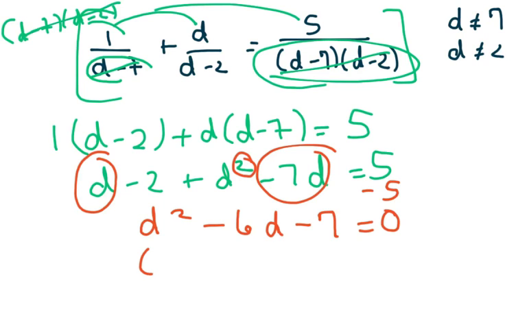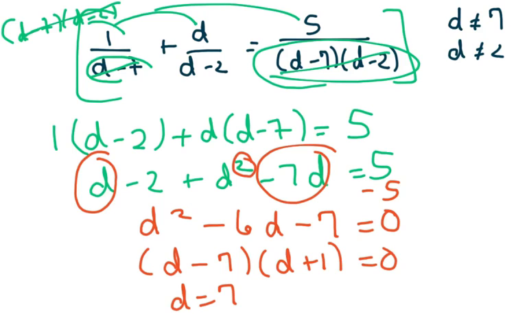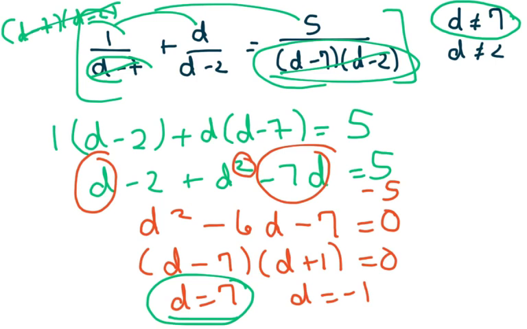Then you factor, and you get d minus 7 times d plus 1 equals 0. So we get d equals 7, and d equals negative 1. So if we look at this, look at this one. D equals 7. Well, d can't be 7, because if d is 7, then you're dividing by 0, and you can't do that in math. So we have to disregard this. This is an extraneous root, and we only have one solution, which is d equals negative 1.